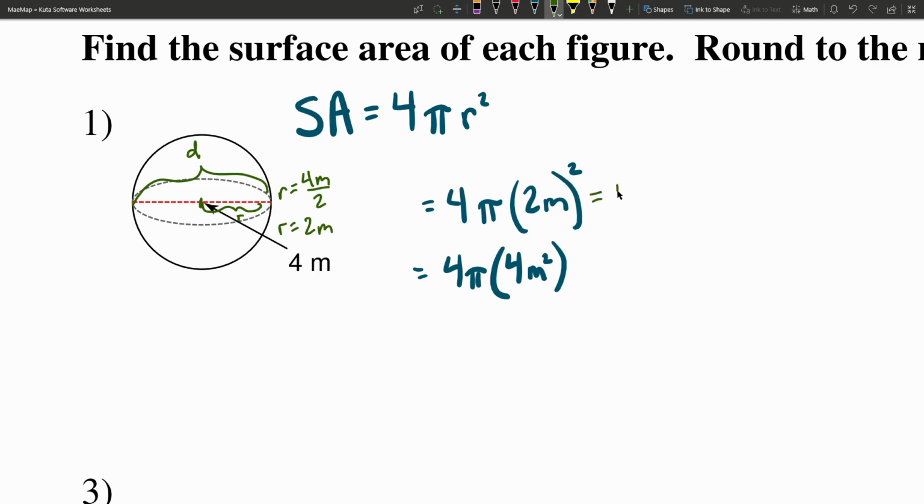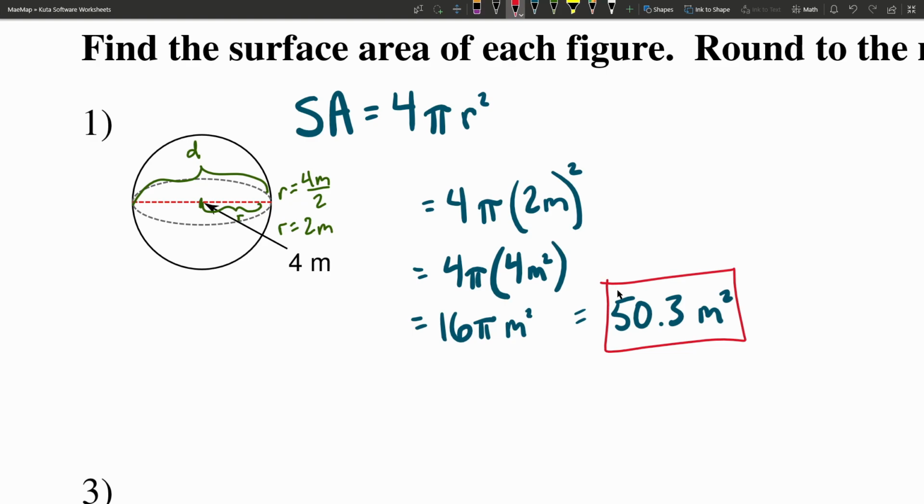Another way we could think of this is as 4 pi times 2 meters times 2 meters. 2 times 2 is 4. Meters times meters is meters squared. But let's finish calculating out this problem. 4 times 4 is 16, so we have 16 times pi meters squared. Typing that in on a calculator and then rounding to the nearest tenth, 16 times pi, which is 3.1415, and so on, we're going to get approximately 50.3, and that's meters squared since it is an area. So 50.3 meters squared is our solution in number one.